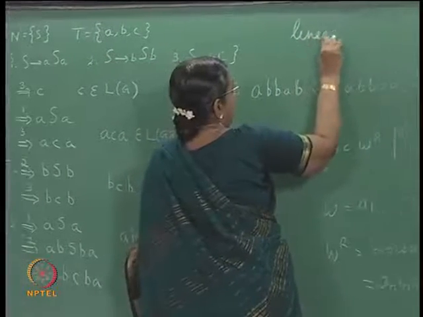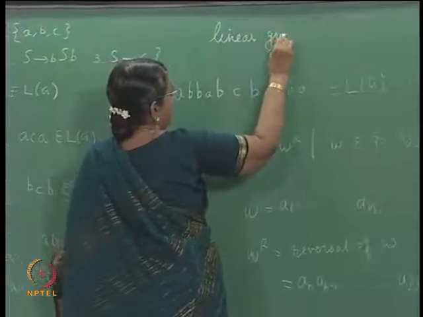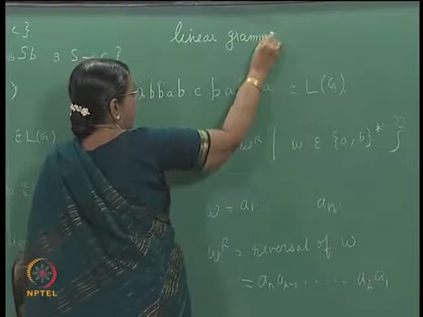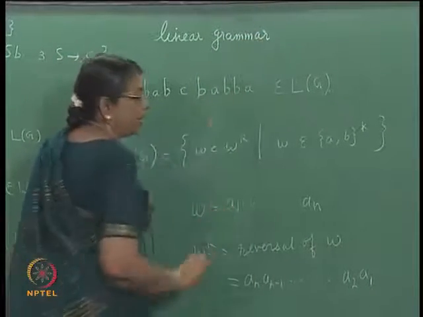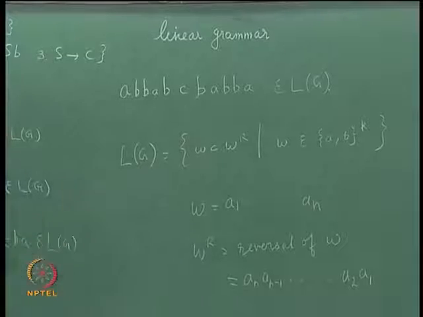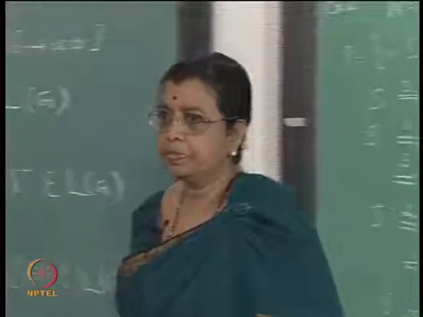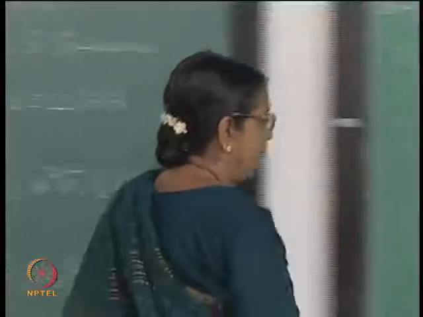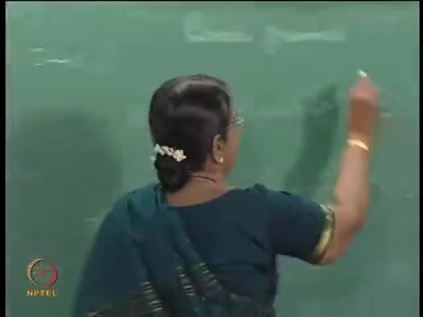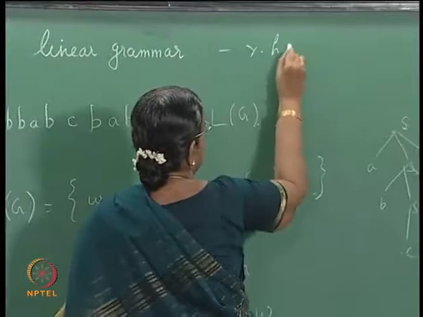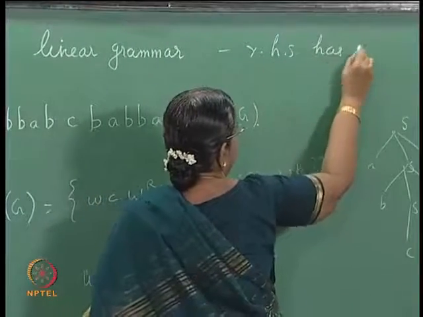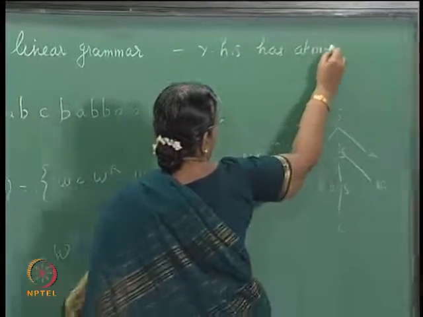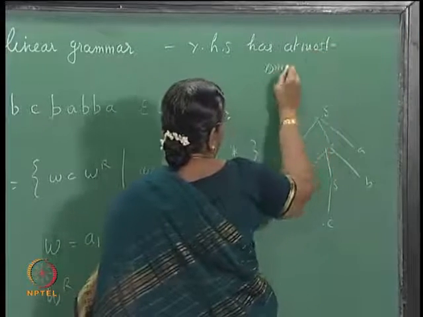Linear grammar. And the language generated is a linear language. The condition for a linear grammar is: RHS has at most one non-terminal.